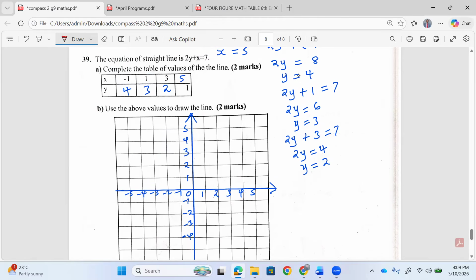Plotting coordinates, ladies and gentlemen. We are plotting coordinates. So here, we're talking about the first coordinate, -1, 4. So -1 on the x and 4 on the y. This is where they intersect. Then 1 and 3. 1 on the x and 3 on the y. Like that. Then 3, 2. So 3 on the x and 2.